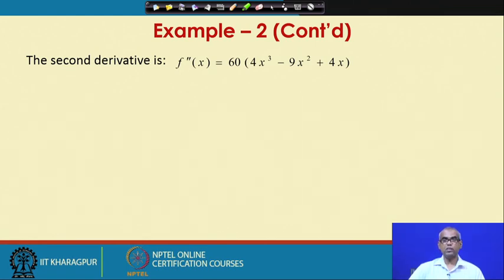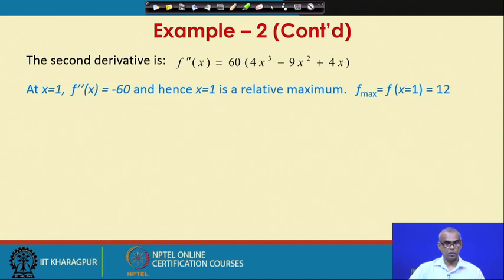We write the expression for the second derivative one more time. So, let us start with x equal to 1. The value of the second derivative at x equal to 1 is minus 60. So, it is less than 0. So, at x equal to 1 a local maximum or relative maximum occurs, because the sufficient condition for maximum to occur is the second derivative will be less than 0. The value of the function is 12 at x equal to 1.